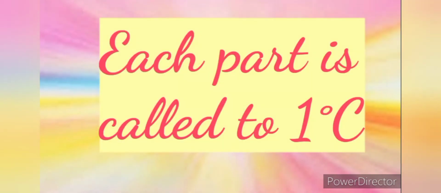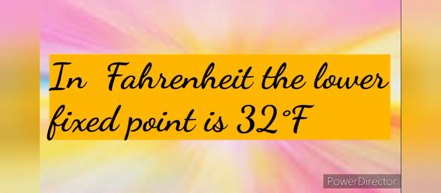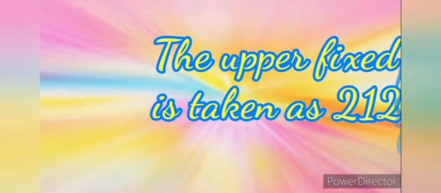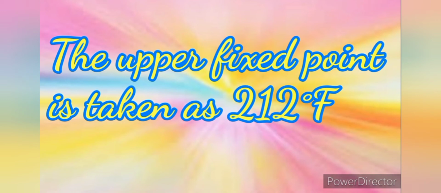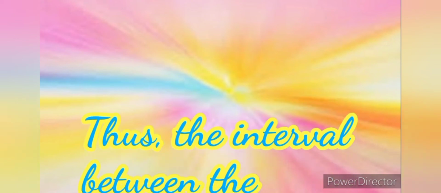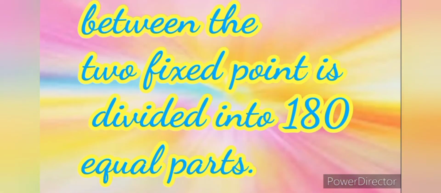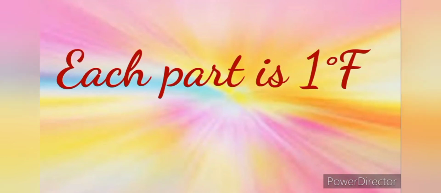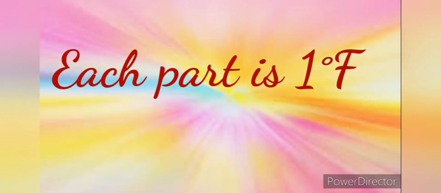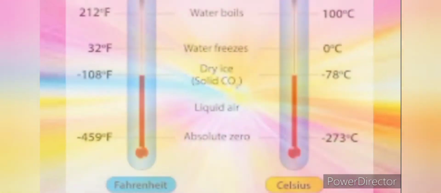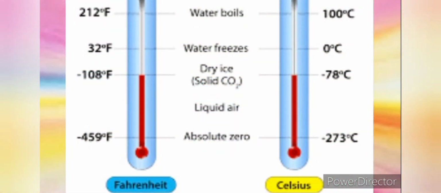Each part is called 1 degree Celsius, and in the Fahrenheit scale, the lower fixed point is taken as 32 degree Fahrenheit, and the upper fixed point is taken as 212 degree Fahrenheit. So the interval between the two fixed points is divided into 180 equal parts. Each part is 1 degree Fahrenheit. So the fixed points used for the two scales are the same.